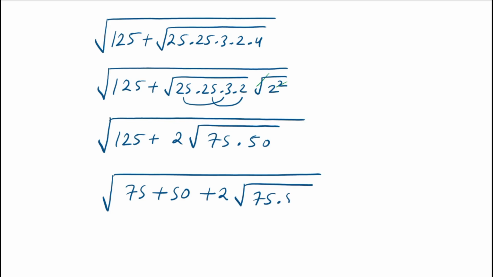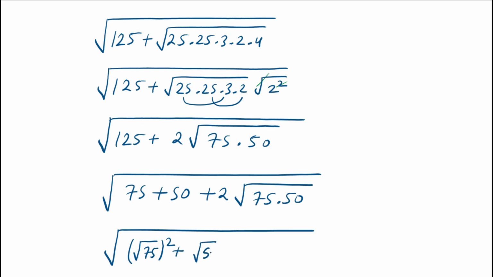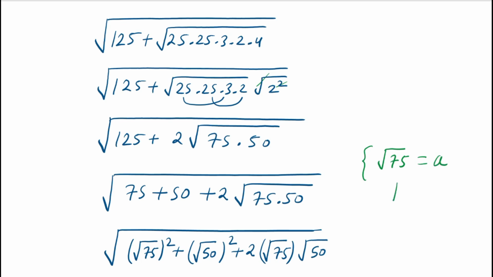75 times 50. Now square root of 75 square plus 50 is the same as square root of 50 square plus 2 times square root of 75 times square root of 50. Now if we apply substitution and substitute square root of 75 equals A, and square root of 50 equals B.